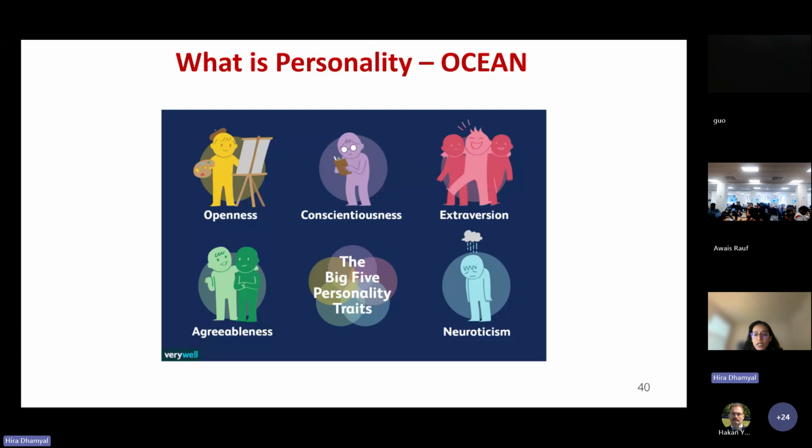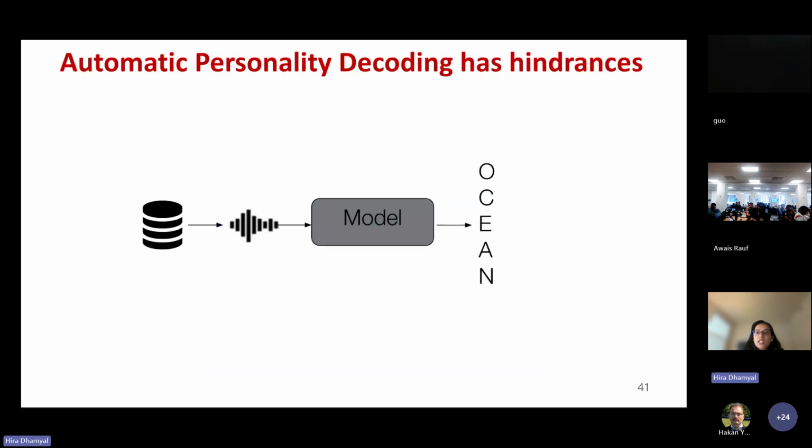So these are the 5 different axes or dimensions of representing personality. The task of automatically decoding personality can be set up like so. We have speech and we have datasets that have speech samples. We pass it through some model, which outputs the OCEAN traits. However, there are 2 major problems with this framework.